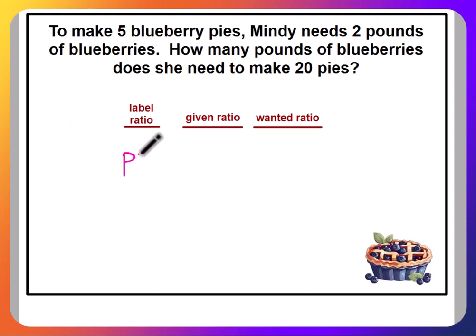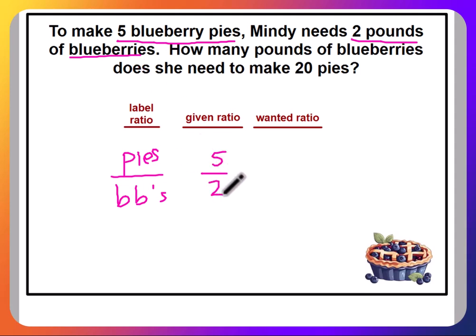I'm going to start with pies and I'm going to put BBs for blueberries. Now the given ratio or rate is the full rate that they give you. They're telling us 5 pies for 2 pounds of blueberries. To make 5 pies, she needs 2 pounds of blueberries. That's our given ratio. 5 pies, so the 5 goes on the top because that's where the pies are. And 2 pounds of blueberries, the 2 goes on the bottom because that's where the blueberries are.